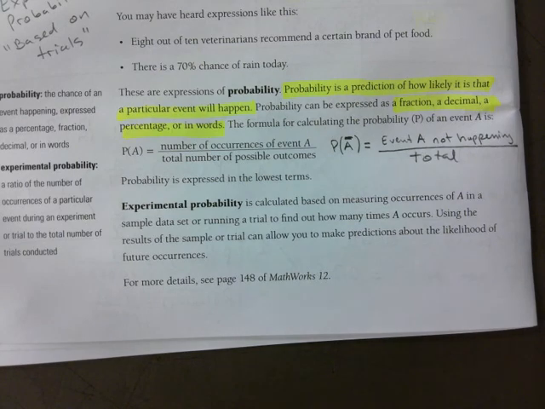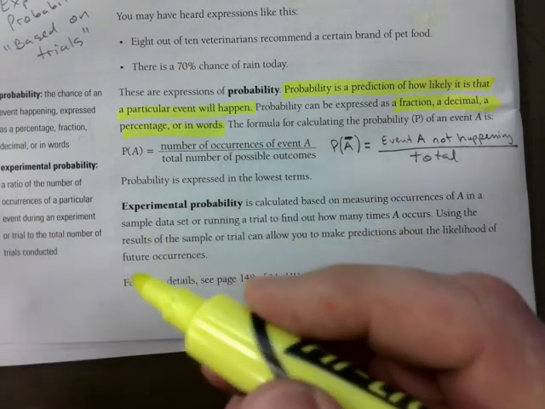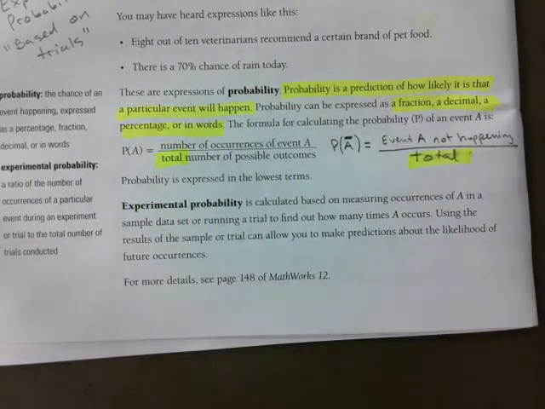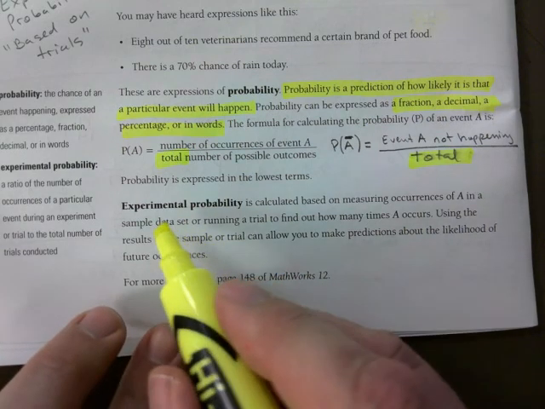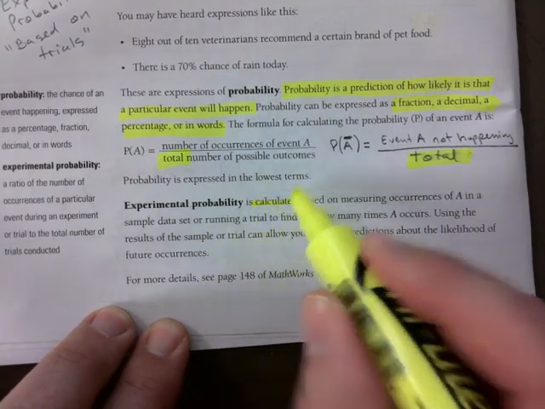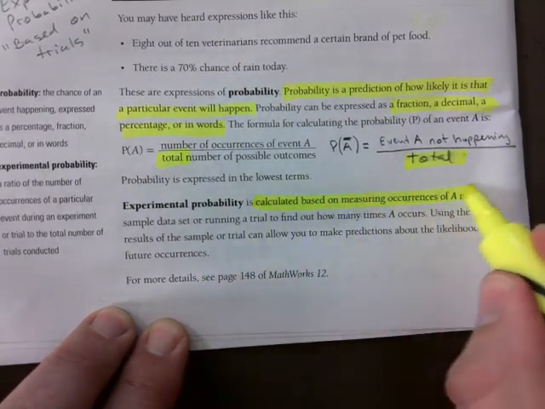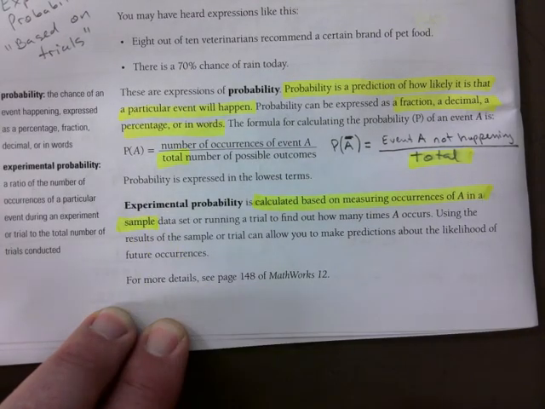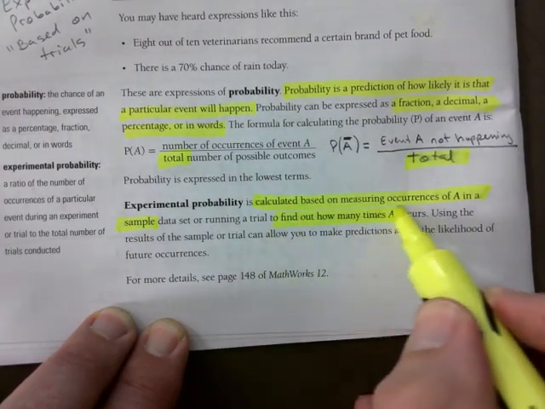Can I just highlight the total? I want to highlight the word total because that is the definition of a probability, to have all the possible outcomes in the denominator. If you don't, then it's not a probability. Okay? Here it is one more time. Experimental probability is calculated based on measuring the occurrences of A in a sample, right? And find out how many times A occurs.